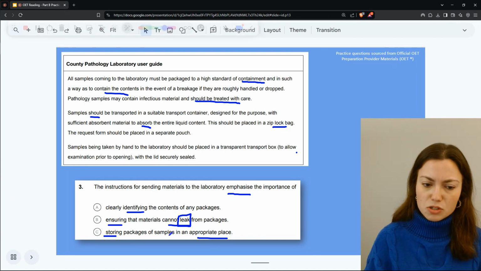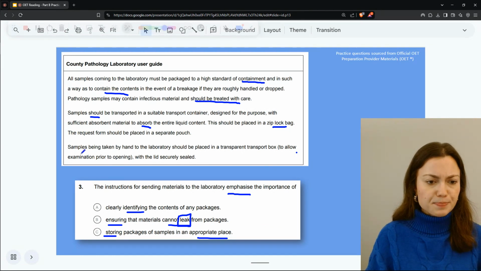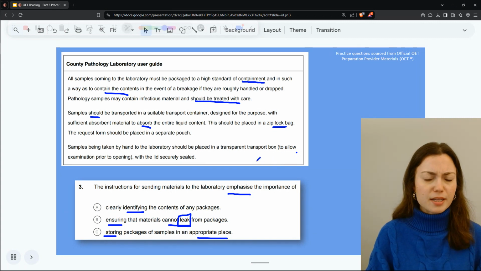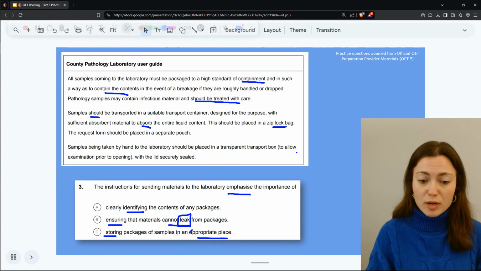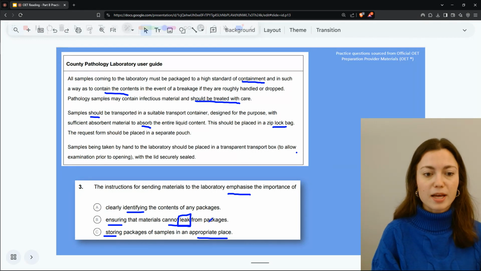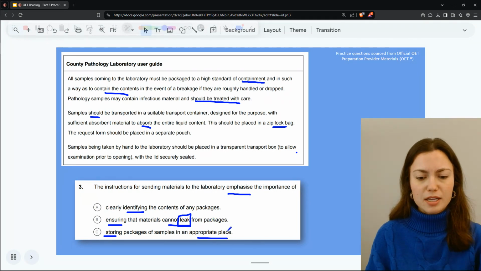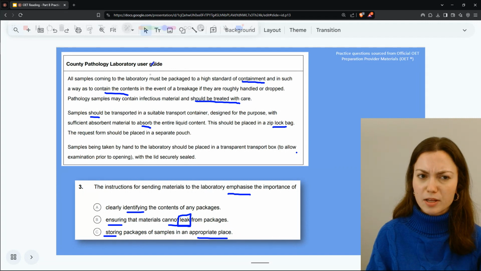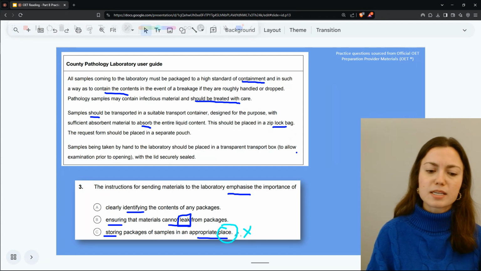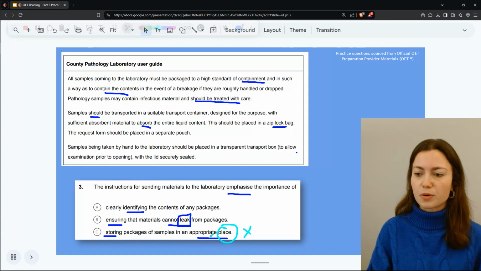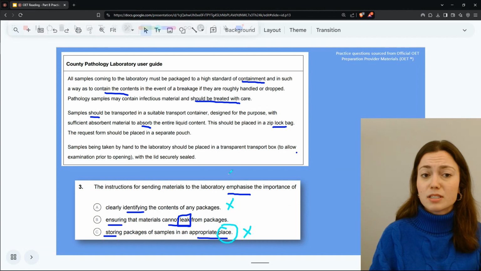Now for C, storing packages of samples in an appropriate place. We do have that they should be taken by hand to the laboratory, should be placed in a transparent box. We don't actually have a location, like where in the laboratory, top shelf, bottom shelf. So we do have an appropriate way to store them in the Ziploc bag, in the transparent box, but not actually a location. So that's a good example again of how part of the criteria of C rules that out as an option. If it said an appropriate method, that would be fine. And we've ruled out A as well earlier. So that narrows us down to B.